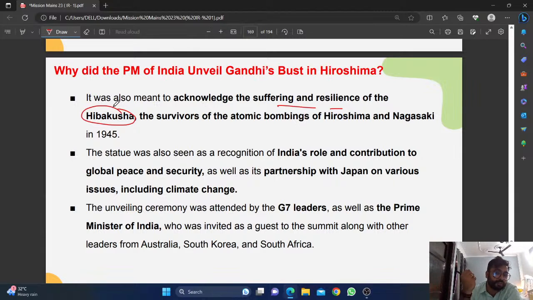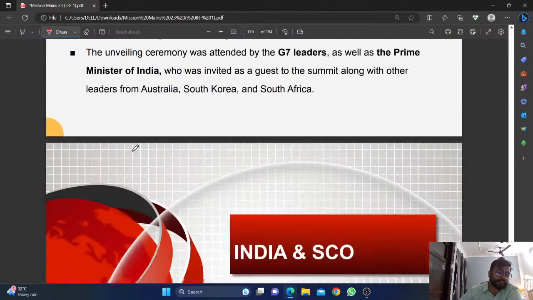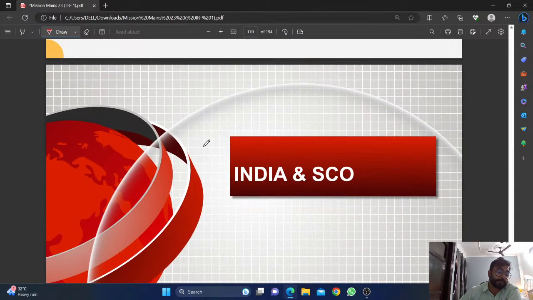So to show their resilience, this Mahatma Gandhi statue was installed at the G7 summit this year. And obviously, what is the benefit to India? It will recognize India's role and contribution to global peace and security. And then it will further increase India's partnership with Japan on various issues, including climate change. Many other leaders have joined India in this ceremony.